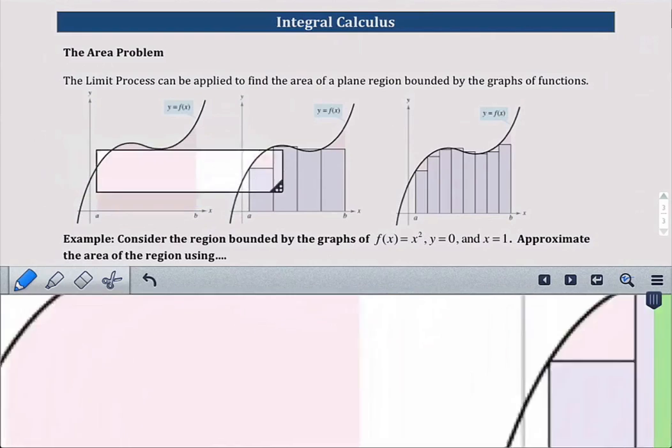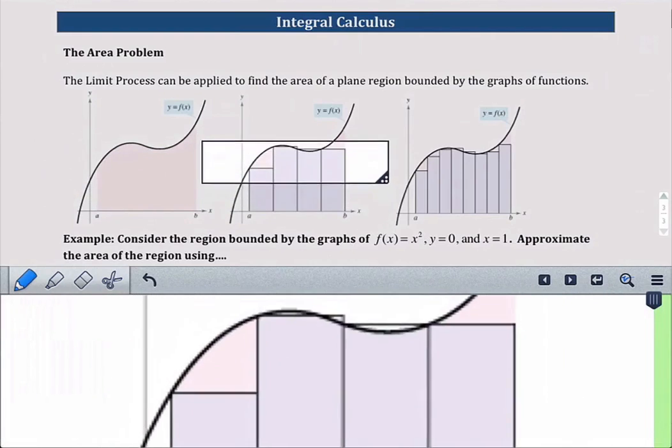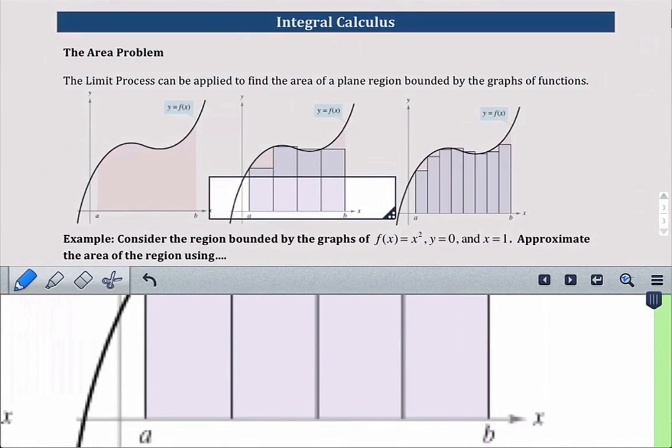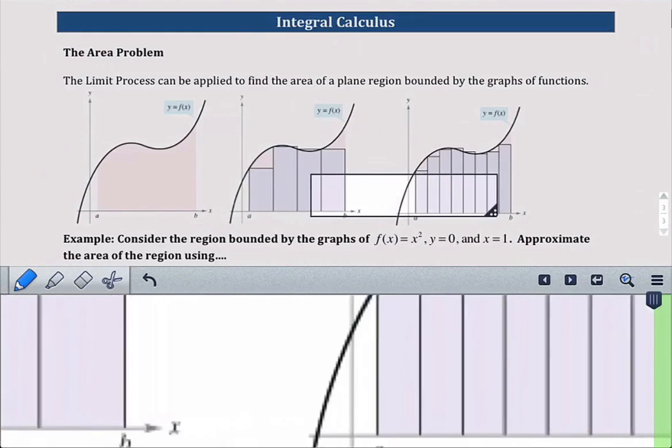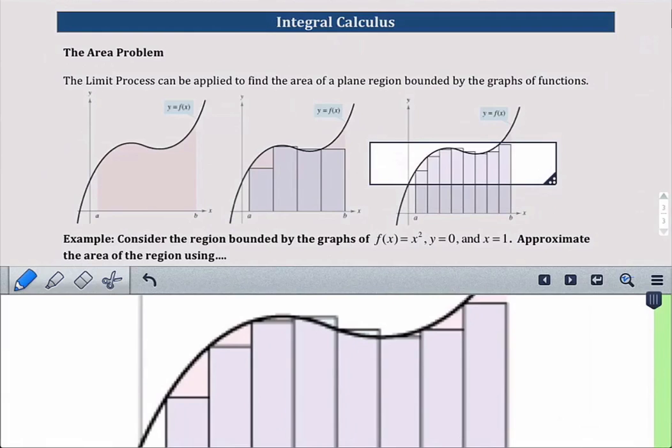And if we consider the limit process like we did before, we could actually break this up into rectangles and find the area of each of the rectangles and add them up, and that's an approximation. And we can see that as we increase the number of rectangles, we're going to get a much closer approximation.